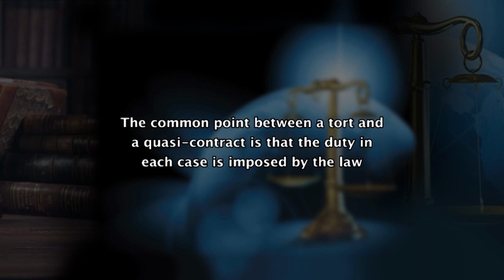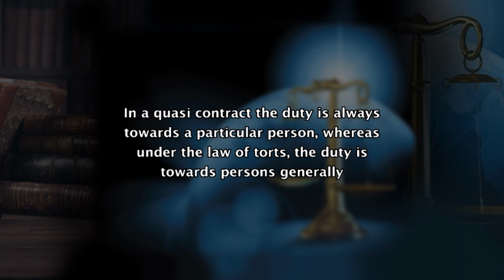The common point between a tort and a quasi-contract is that the duty in each case is imposed by the law. The main distinction between a quasi-contract and a tort is that the law of quasi-contract gives a right only with respect to money, and generally it is a liquidated sum of money. Law of torts, apart from a right to damages, grants other remedies also. Moreover, a claim for damages under the law of torts is always for an unliquidated sum of money. Another distinctive point is that in a quasi-contract, the duty is always towards a particular person, whereas under the law of torts, the duty is towards persons generally.